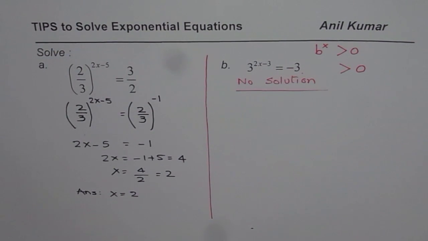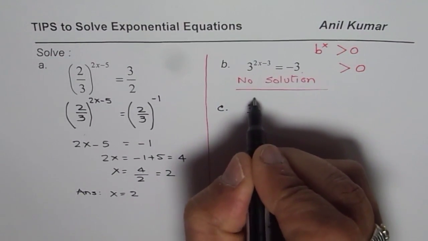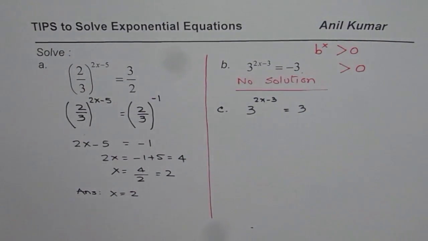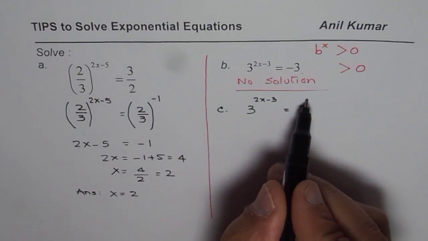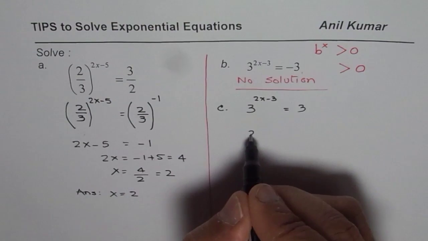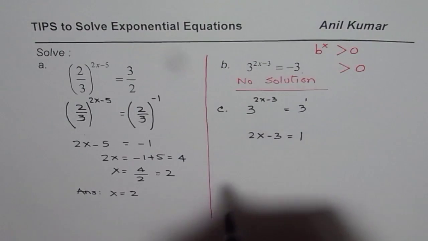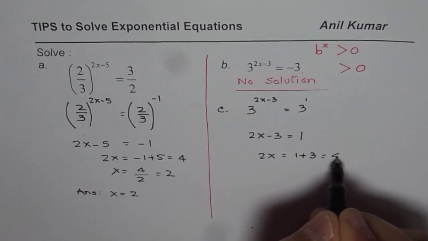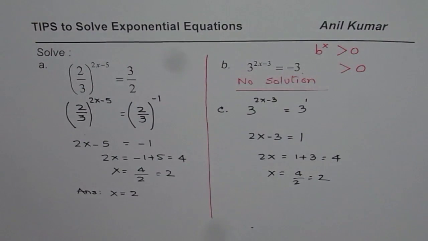So now let me add part C and then we'll solve that question. Part C, I'll just make it positive, and we have 3 to the power of 2x minus 3 equals 3. This is totally a different question, right? If you have a question like this, that can be solved. Now this is the same base, exponent is 1, and since the base is same, we could equate the exponent. Apply this method: 2x minus 3 equals 1, since this exponent is 1, and then solve for x. So it is 2x equals 1 plus 3, which is 4, and x is equal to 4 divided by 2, which is 2. So that is how you could actually solve it.